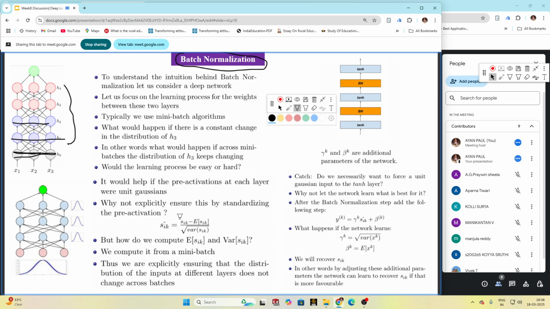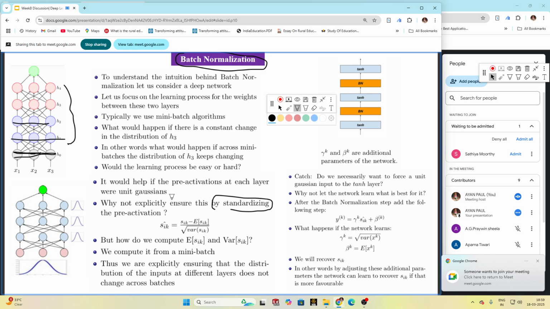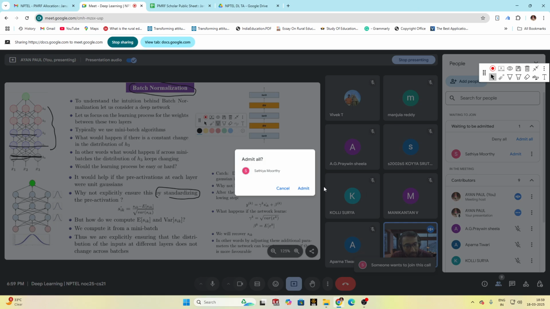Okay, so how can we get unit Gaussians? We just subtract the mean and divide by the root of the variance, or just subtract the mean and divide by the standard deviation. Standard deviation is nothing but the root of your variance. If you do this, you ensure that each neuron in the hidden activation layer is standardized, giving you the unit Gaussian value.